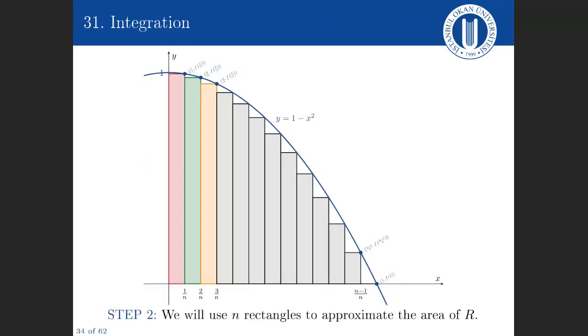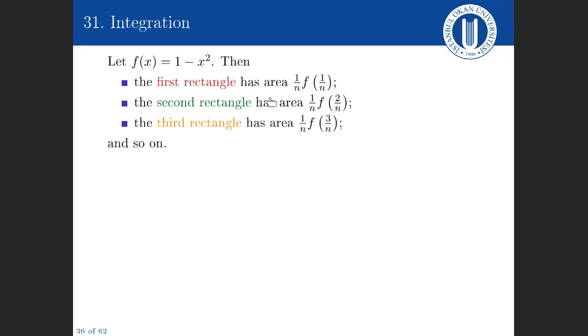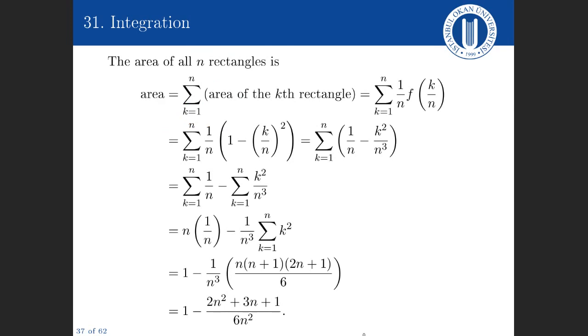Go back to the picture. The red rectangle first. The width of the red rectangle is 1 over n, and its height is f of 1 over n. So the first rectangle has area 1 over n multiplied by f of 1 over n. The second rectangle has the same width, 1 over n, and its height is f of 2 over n. And so on. The third rectangle, same width, 1 over n, but now the height is f of 3 over n. And so on. This repeats.